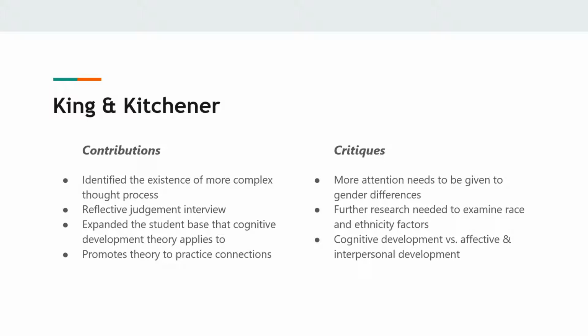Some have noted that more attention needs to be given to gender differences as well as race and ethnicity factors. This is a need in many areas of student development, but since this theory was created in the 90s, institutions had more diverse populations, but the theory doesn't detail differences based off of these unique populations. Additionally, cognitive development is examined separately from affective and interpersonal development, while many argue the two cannot be adequately studied separately, as they are intertwined.